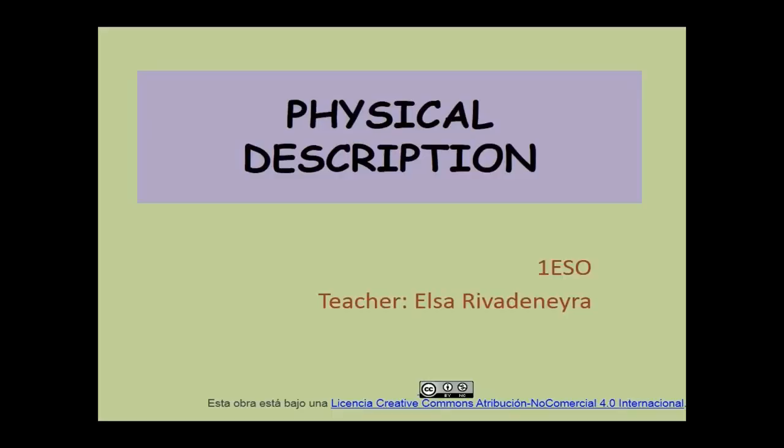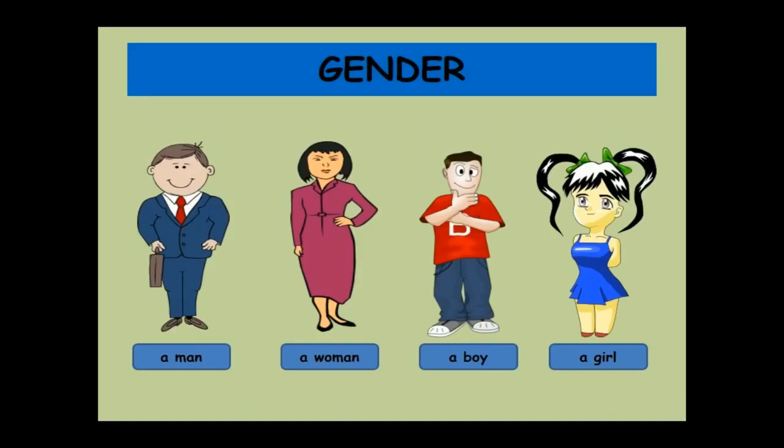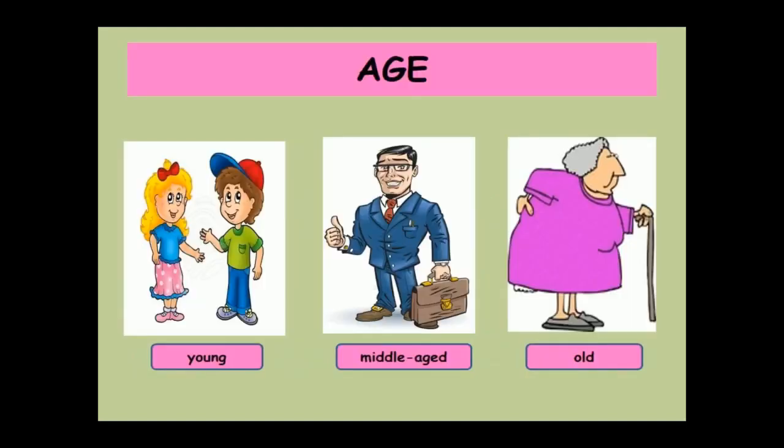Hi there. I'm Elsa, your teacher. Let's start learning basic vocabulary to learn how to describe a person's appearance. Pay attention. A person can be a man, or a woman, or a boy, or a girl. This is the gender of the people. A person can also be young, or middle-aged, or old, and this refers to the age of the people.